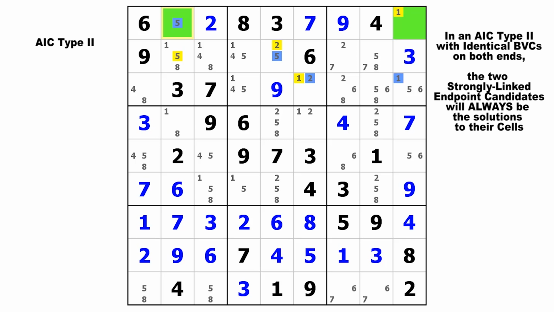But let's go back. Or you can cut to the chase and immediately enter the two strongly linked endpoint candidates into their cells just like that. Piece of cake, right? All right, let's go to the next one.